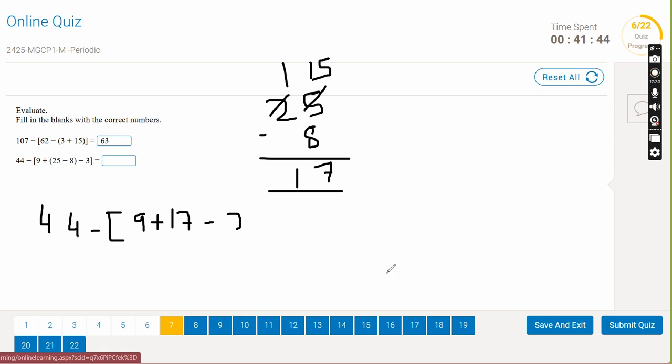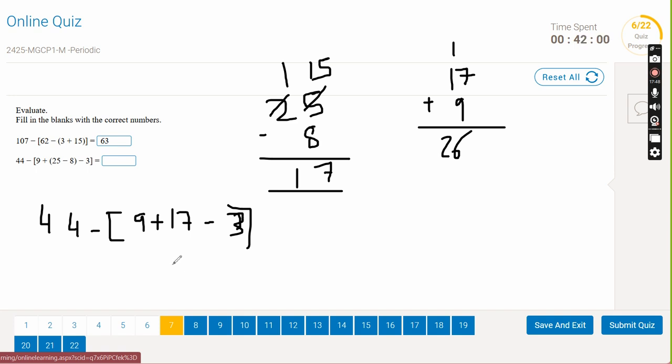Right? So what will this give me? Sorry, the 3 is kind of written weird. So 17 plus 9, 6 here, 1 at the bottom, 26. 26 minus 3.